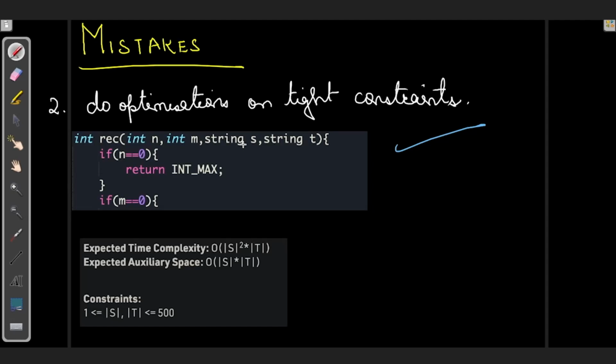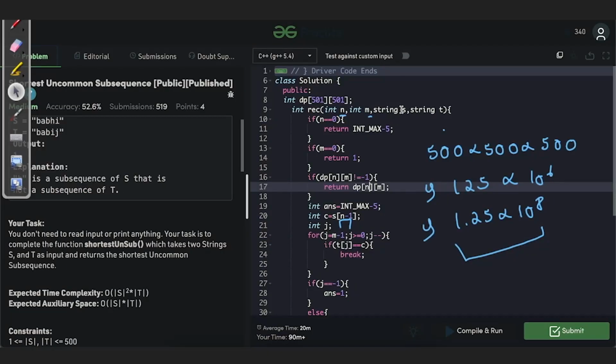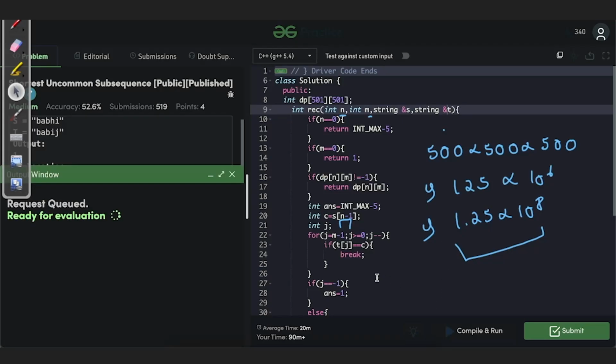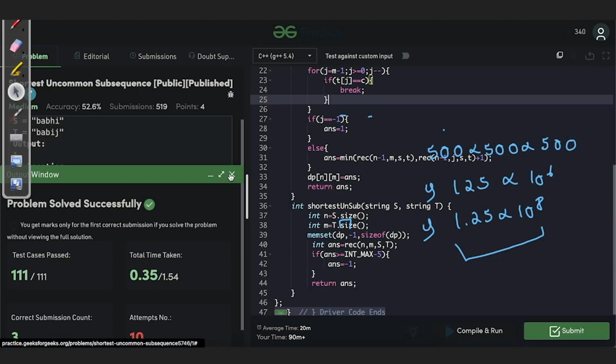Basically what we can do is pass by reference instead of pass by value, because pass by reference is much faster than pass by value. Why is this? Because if we pass by value, it creates a copy of that, but if we pass by reference, it passes the address of that. So if we just have this optimization, pass by reference and again pass by reference, we compile and run again, and now if we submit this, let us see, and yes, we got an AC.